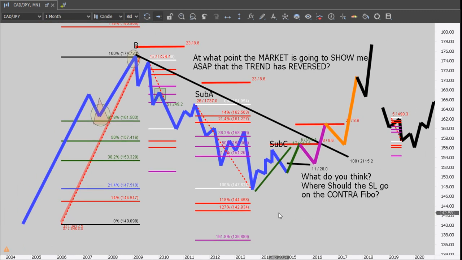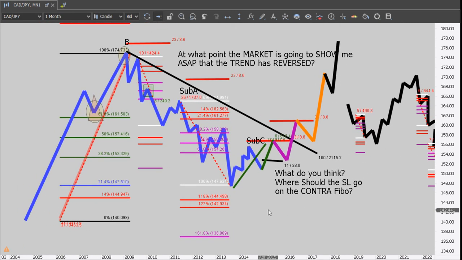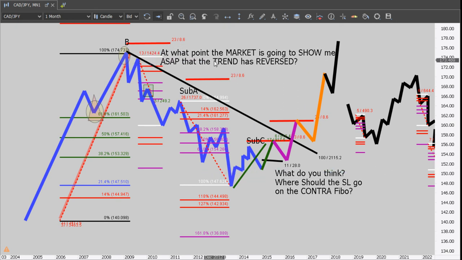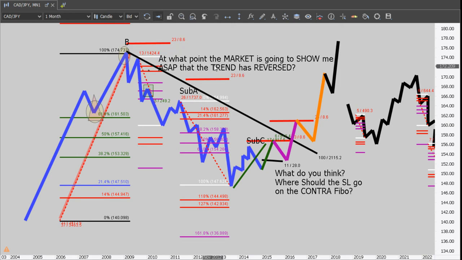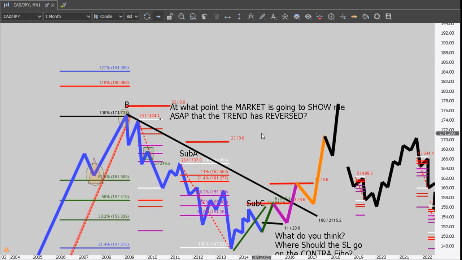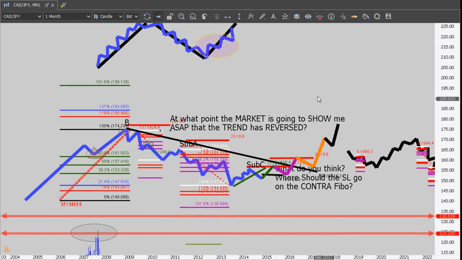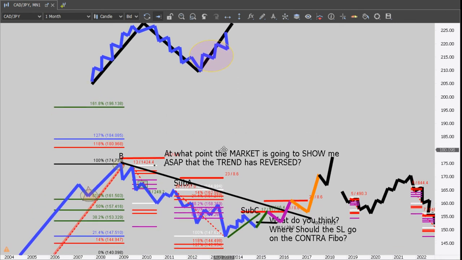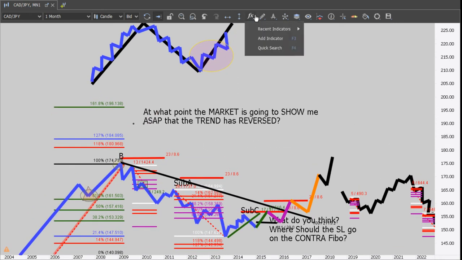Everybody, and again, this is not right or wrong. If you put your stop loss above the sub C, it's okay. Above the downtrend line, it's okay. Sub A, still okay. B high, also okay, everybody. But at what point is the market going to show me as soon as possible that the trend has reversed? It is here. You are looking exactly at the same thing.